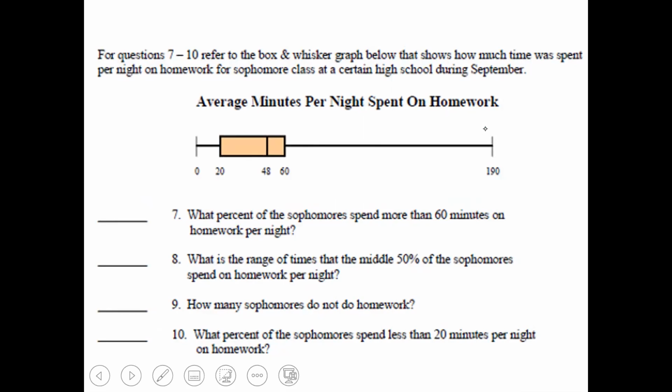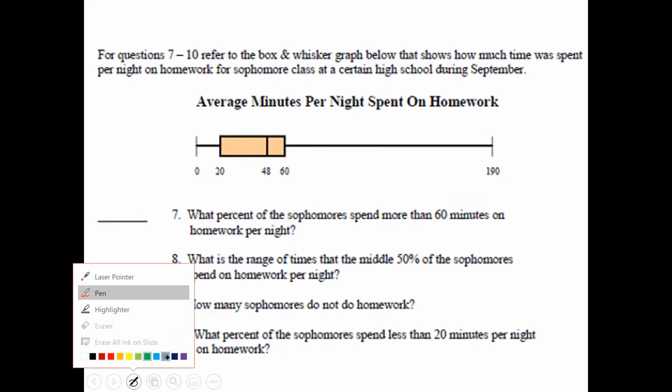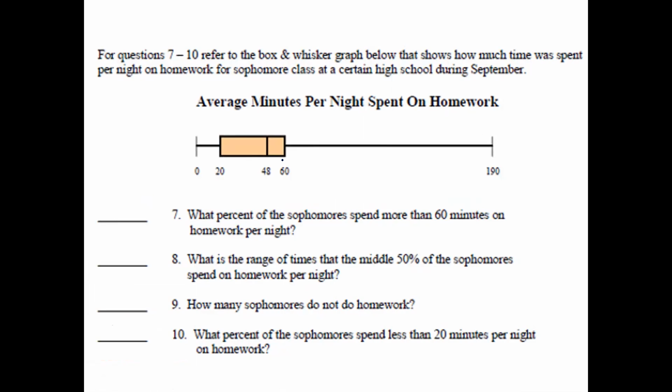Question number 7. What percentage of sophomores spent more than 60 minutes on homework per night? So here's 60 right here. And anybody spending more than that will equate to this part right here, which is going to be the 25% breakdown. Because just remember, at the lower quartile you're at 25%, here 50%, here 75, and then from 75 to 100%, you still have 25% in between that.